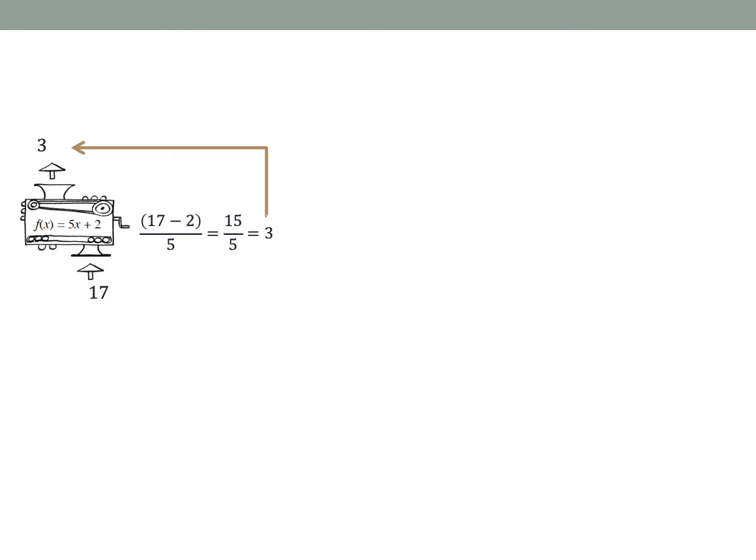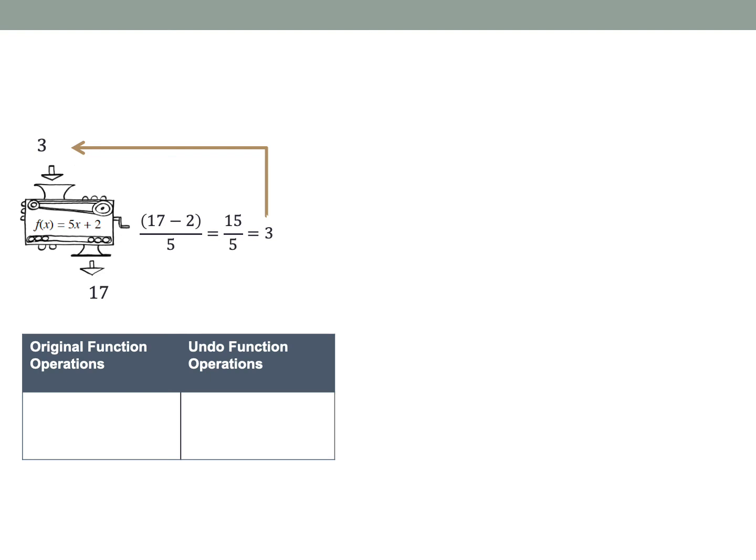So let's go over that. The original function operations are adding 2 here and multiplying by 5 here. So the undo function operations are subtracting 2, as you can see here, and then dividing by 5 here. Okay, so that's the beginning of thinking on how to create an undo function.